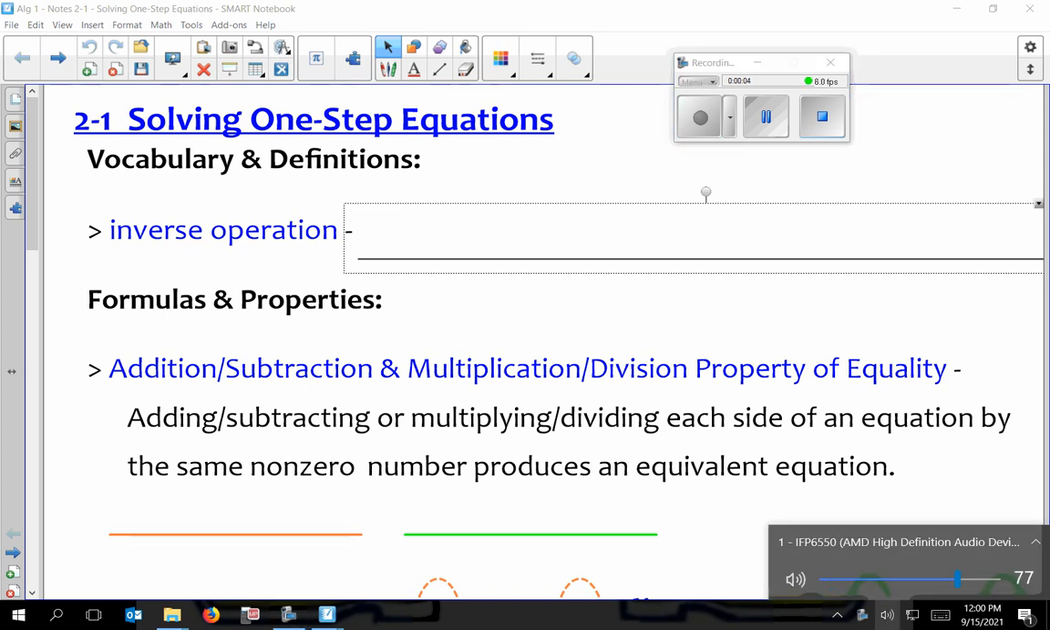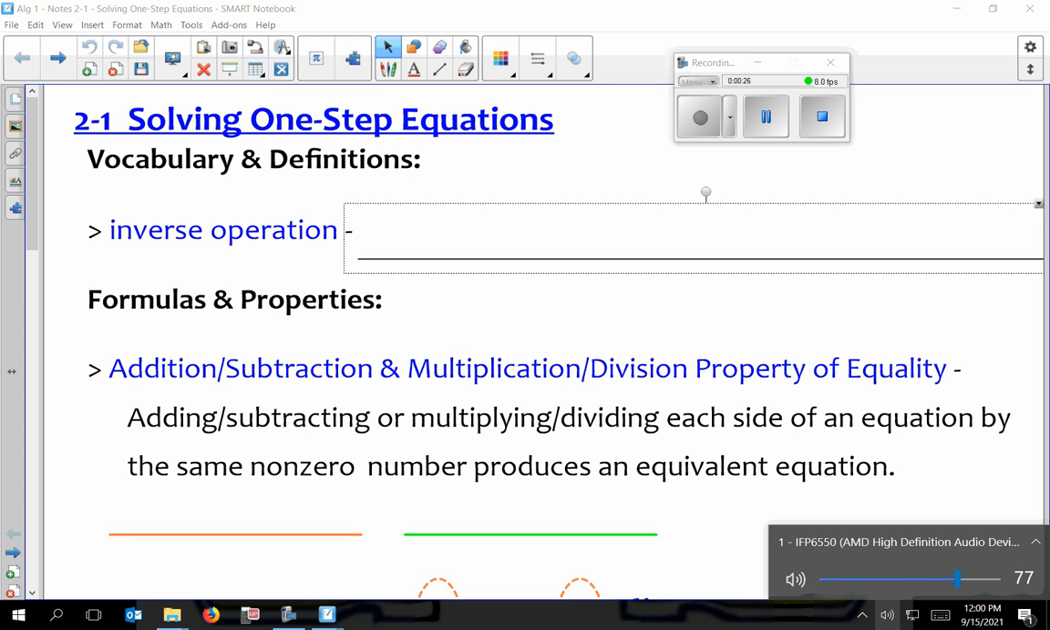This is chapter 2, section 1, beginning solving equations. So this chapter, we start very basically, and then we're going to move on and keep building on the different principles and concepts that you got. Each section we go to, you're kind of coming back to this one basically, okay?